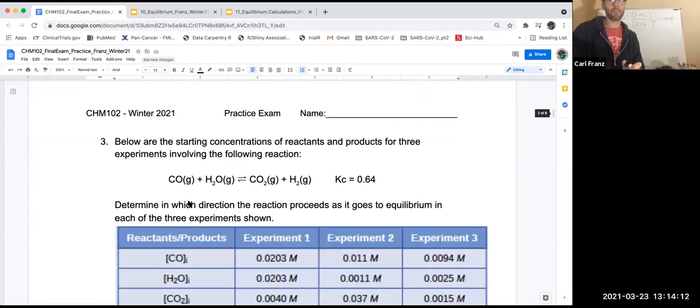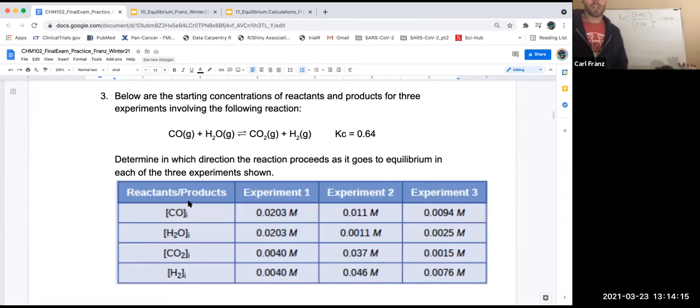So number 3, below are the starting concentrations of reactants and products for 3 experiments involving the following reaction. And they give us the equilibrium constant. And then they say, determine which direction it goes in all 3. So what do we do for this? We set up our reaction quotients for each experiment, just like we did in the first 2 problems, right? So let's do our reaction quotient first.